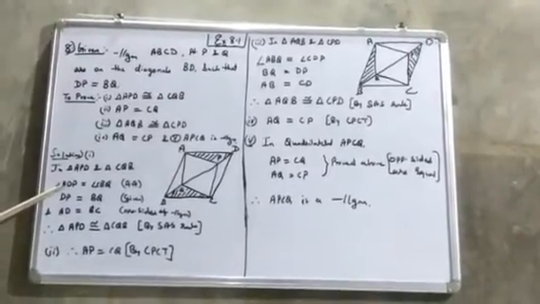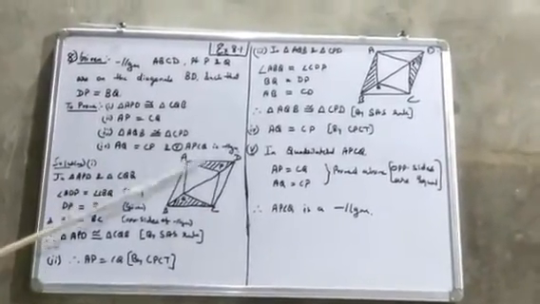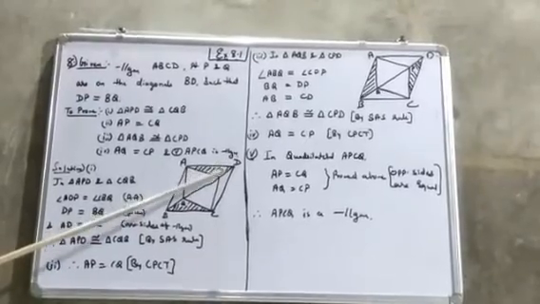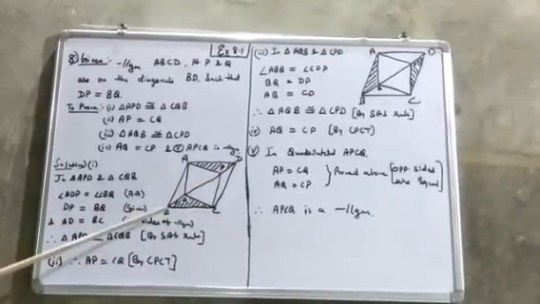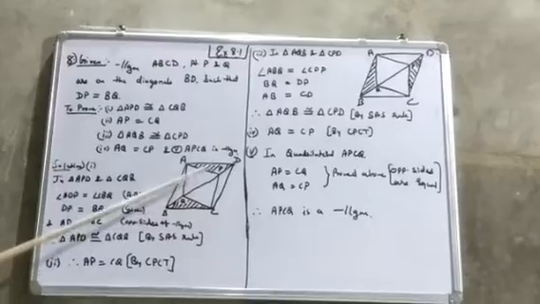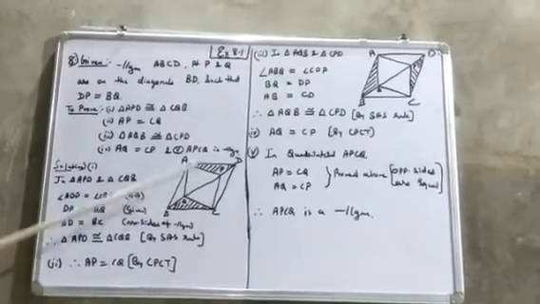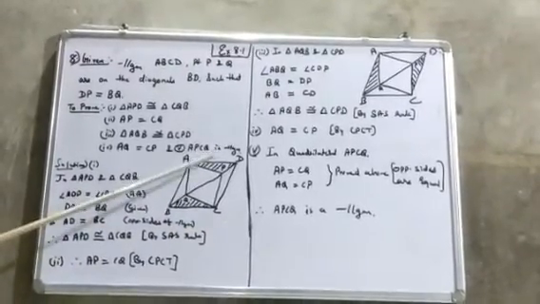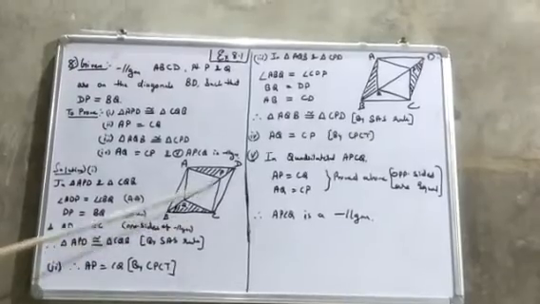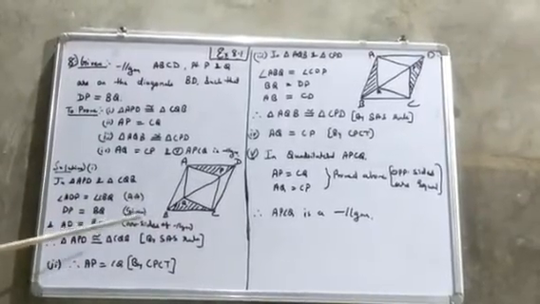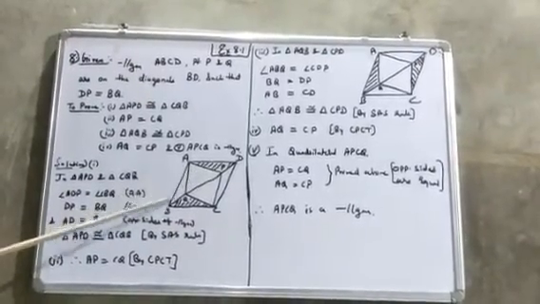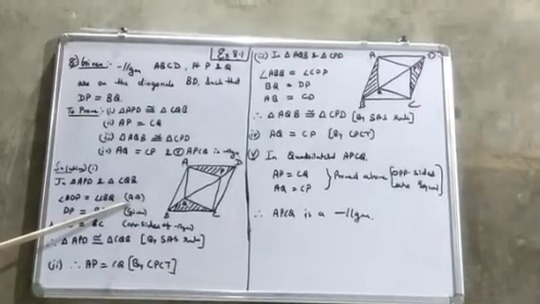Congruency can be proved by angle ADP and angle CBQ. Both these angles will be equal since this is a parallelogram. AD and BC both are parallel and BD will be the transversal. These 2 angles will be alternate angles.